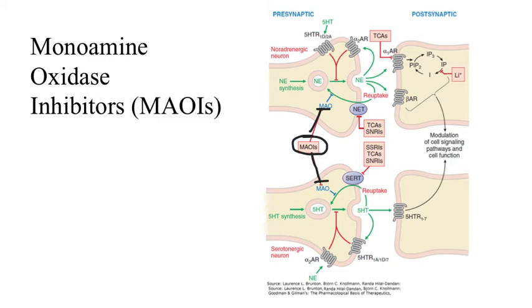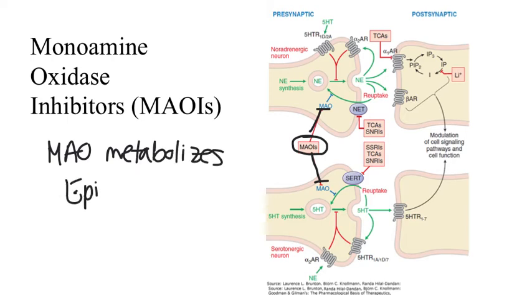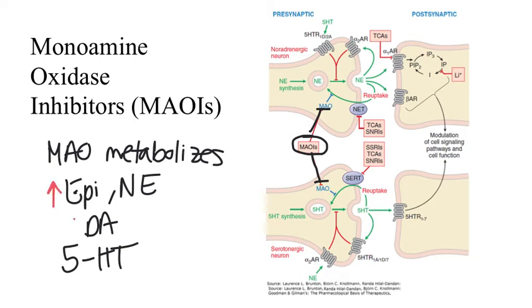The monoamine oxidase inhibitors non-selectively inhibit the monoamine oxidase enzyme. This is the enzyme that's responsible for metabolizing norepinephrine, dopamine, and serotonin, as well as epinephrine. And by blocking this metabolism, there are increased levels of the monoamine neurotransmitters, epi, norepi, dopamine, and serotonin in the body.